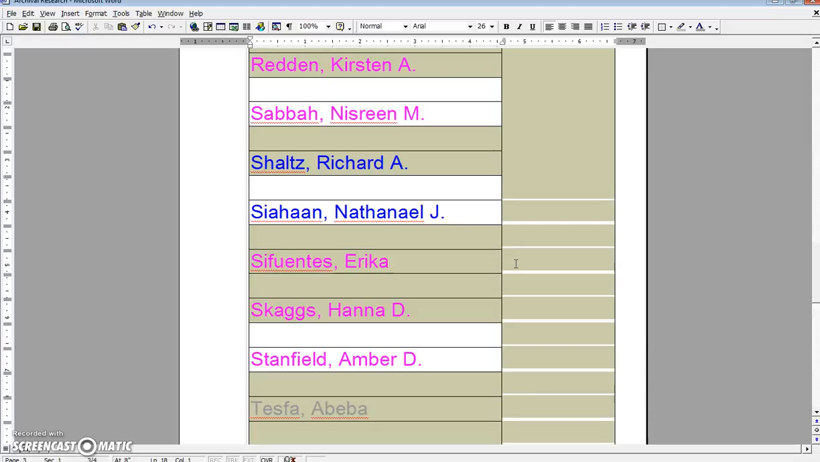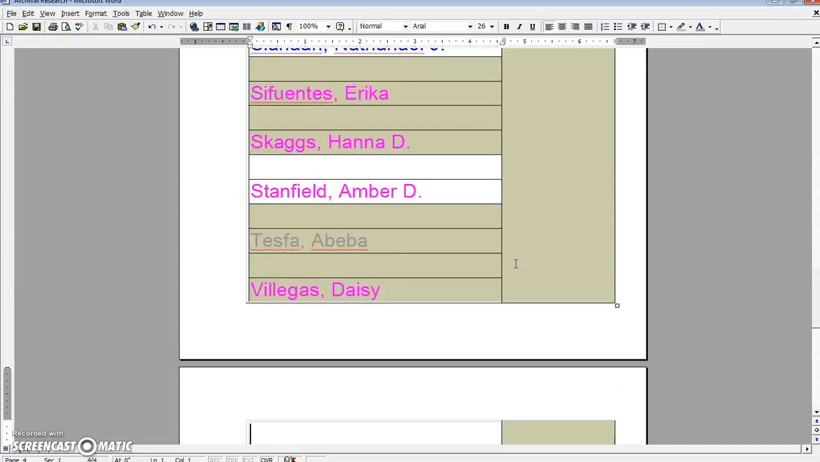Abiba. I don't know. I think that's an Eritrean name, and I'm not familiar enough to say for certain that it's a female. So I'm going to not classify that name as male or female. Daisy, female. So I've had to remove one name from the beginning sample because I was not able to classify it. That gives me a new sample size of 18. And within that sample of 18, I was able to find 6 males and 12 females.